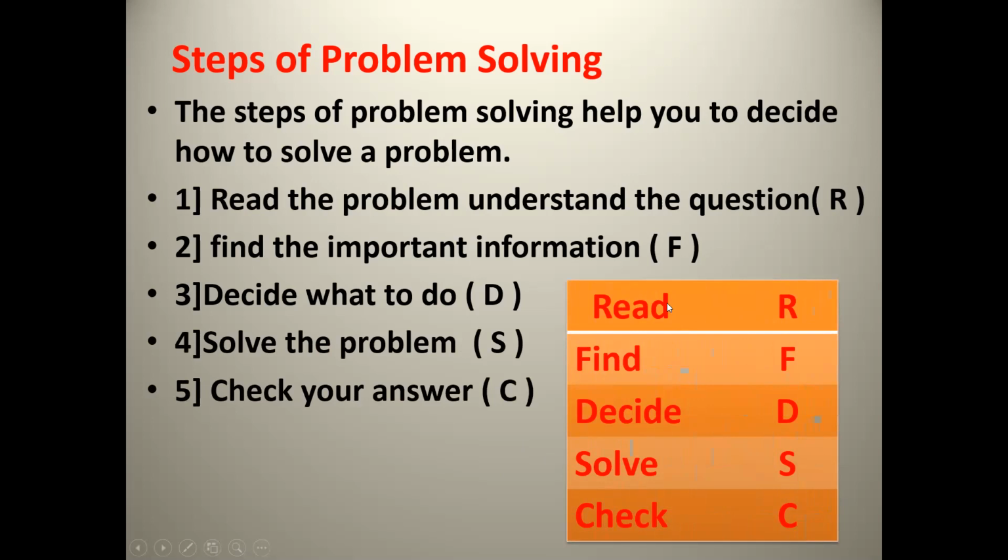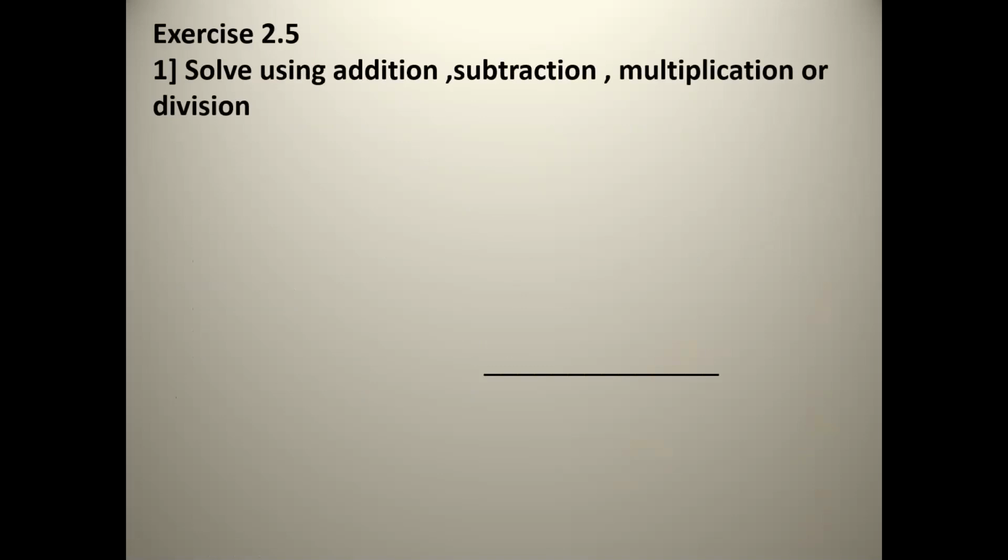Read the problem to understand the question. This is R. F, find the important information. D, decide. We decide what we will do: multiply, divide, add, subtract. S, solve. We start to solve, and we check our answer, C. Look here, this exercise 2.5, solve using addition, subtraction, multiplication, or division.